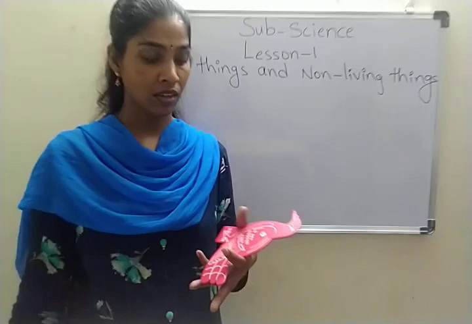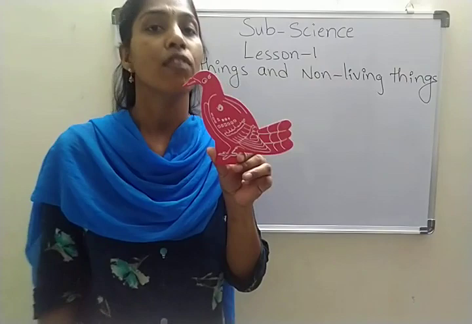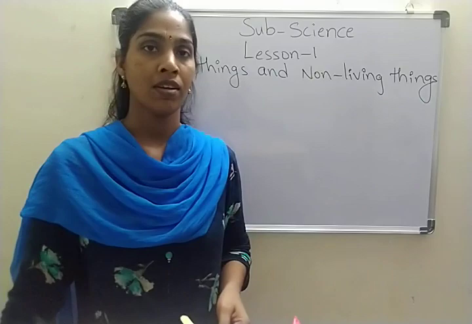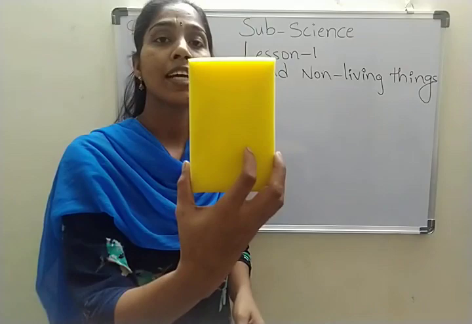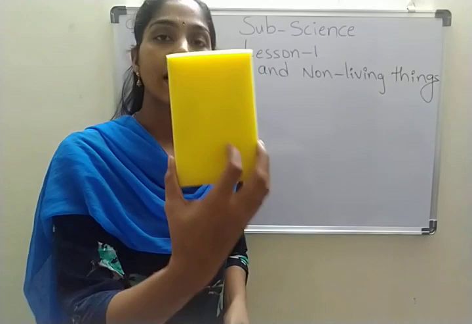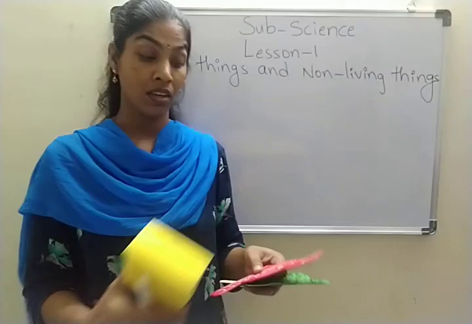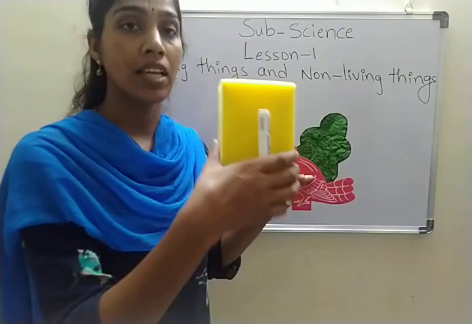Children, tell me, is it a living thing or a non-living thing? Very good, children. It is a living thing. Now tell me, is it a living thing or a non-living thing? Very good. It is a non-living thing. Children, tell me again, is it a living thing or a non-living thing? Very good. It is a non-living thing. Okay, children, how can we say these are living things? Then how can we say these are non-living things? Now let us see.